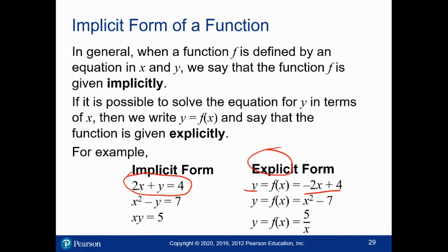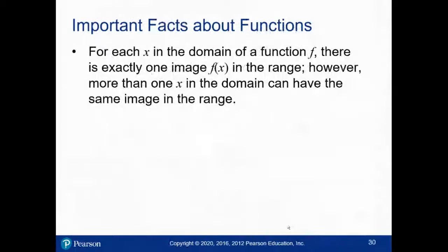So in this first line, if you want to solve 2x plus y equals 4 for y, all you have to do is move the 2x over, and you get negative 2x plus 4. If I want to solve this for y, I would just move the y over here, and I'd move the 7 over there, and you'd get x squared minus 7. To solve this for y, just divide by x, and you get y as 5 over x. So in this example, it's possible to solve explicitly for y.